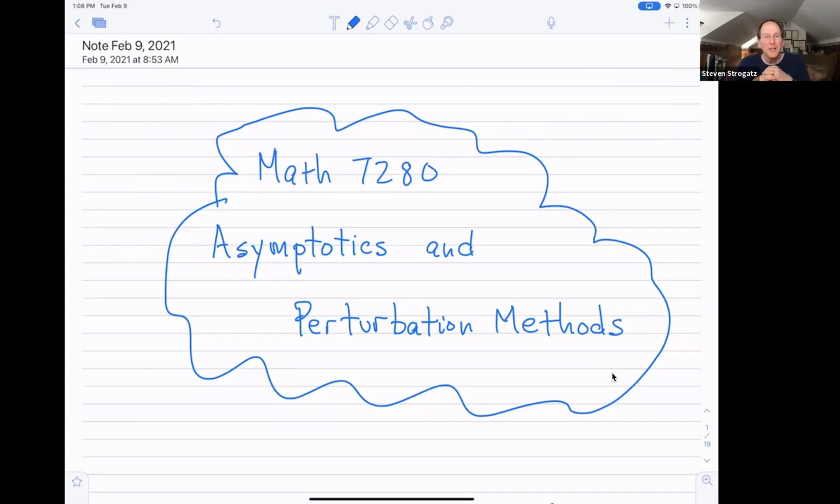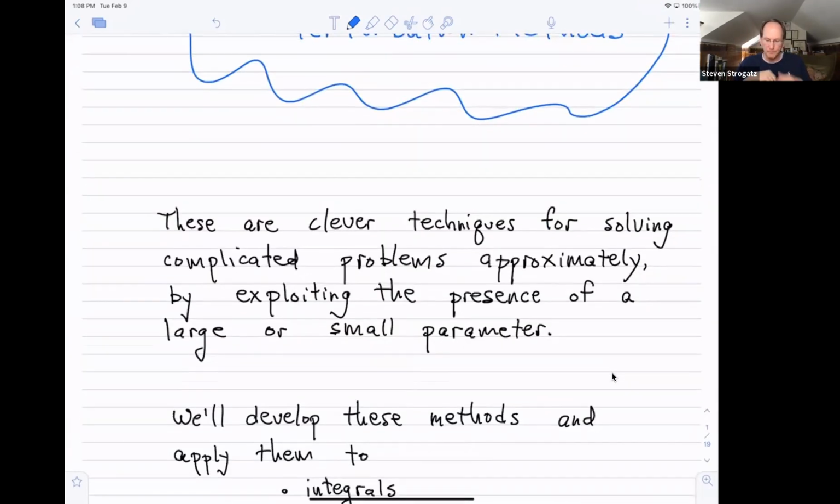This is a course in asymptotic and perturbation methods, which are really clever methods for finding analytical solutions to problems by exploiting the presence of either a small parameter or a large parameter. So we're going to develop these techniques through lots of different examples.